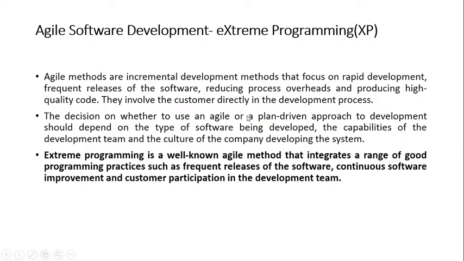So in the last lecture we have seen that Agile is an incremental development method that focuses on rapid development, frequent releases of the software, reducing process overheads and producing high quality code. So we were stressing on the code. Overheads like preparing extra documents are not mandatory here, right? But what is important is that the customer is directly involved in the development process, and if we follow all these, ultimately the customer will be more satisfied because all his requirements are properly implemented, as well as the extra overhead is reduced, and it produces high quality software, right?